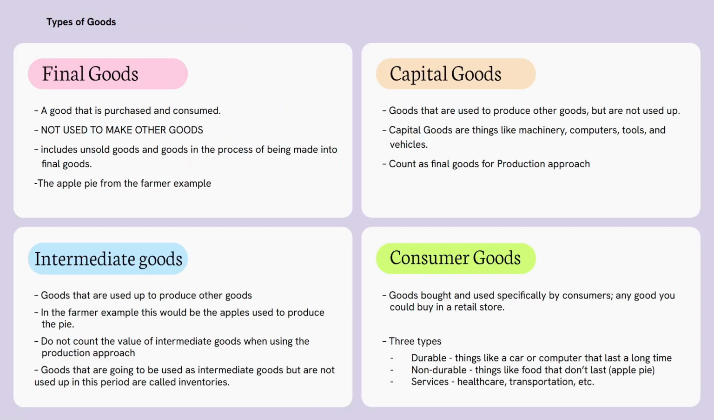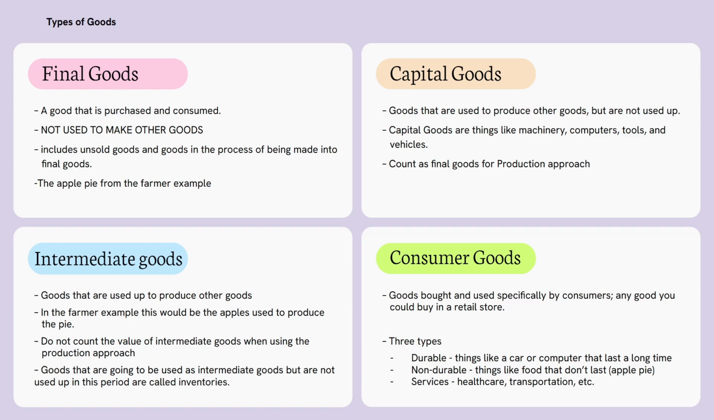And so the last thing I want to go over for national income accounting is the 4 different types of goods. So the first type of good that we're going to talk about is a final good. And a final good is one that you could buy at the store and then consume. So in the farmer example, it was the apple pie because somebody could go out and buy the apple pie and then eat it. And the biggest distinction that you need to know is that it is not used to make anything else.